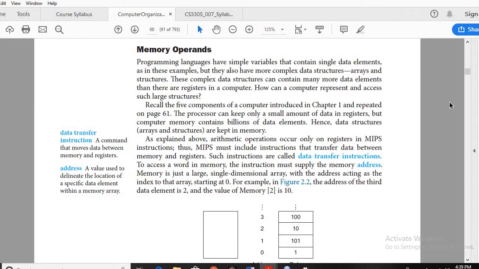Memory operands. Programming languages have simple variables that contain single data elements, as in these examples, but they also have more complex data structures, arrays and structures. These complex data structures can contain many more data elements than there are registers in a computer. How can a computer represent and access such large structures? Recall the 5 components of the computer introduced in Chapter 1 and repeated on page 61.